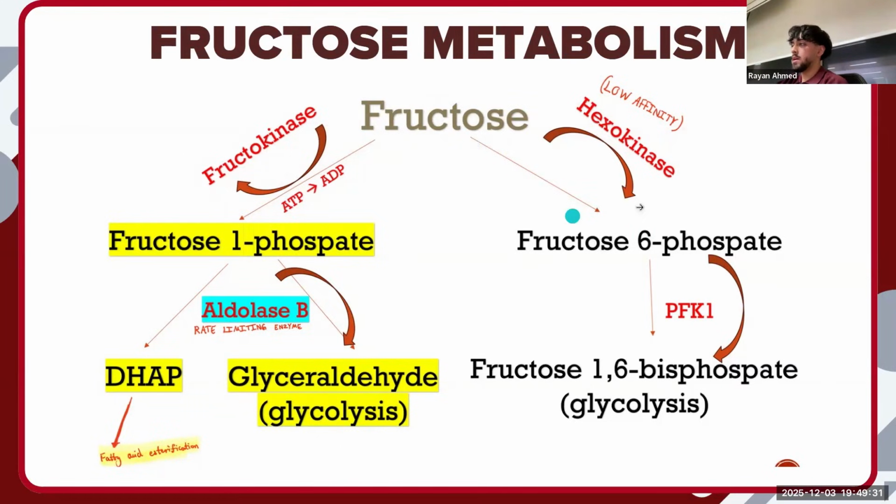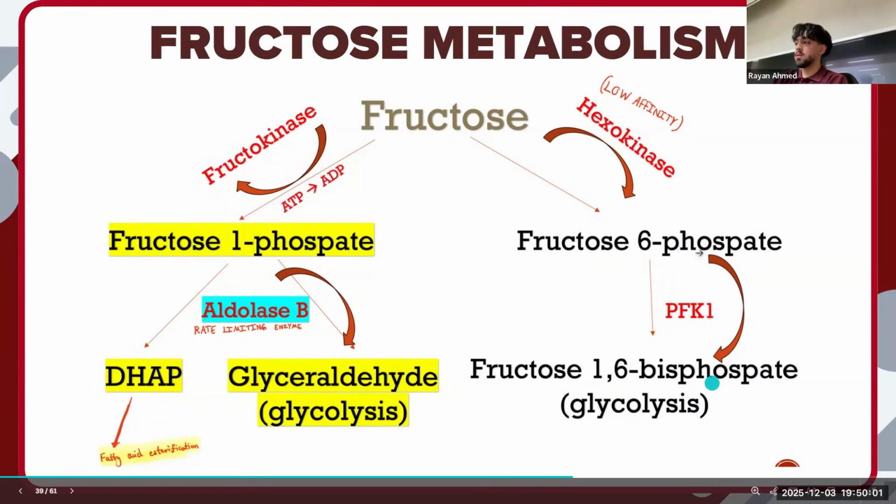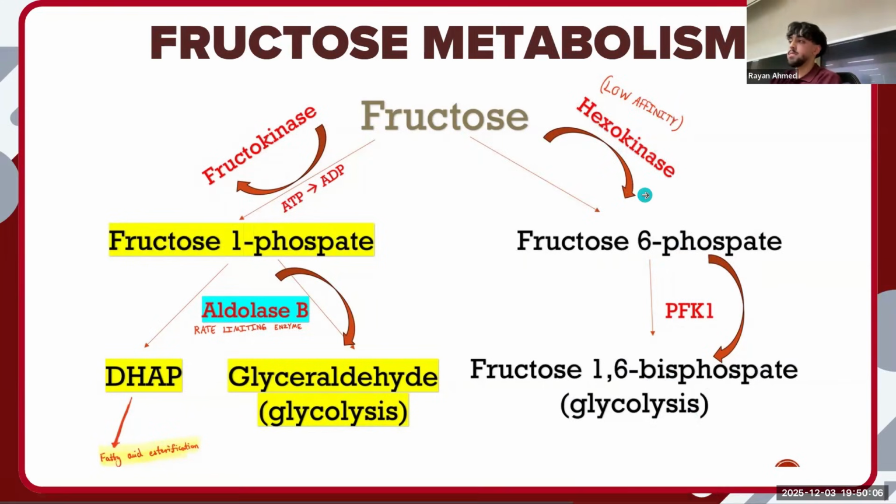For the low affinity pathway, we have the enzyme hexokinase. You guys know this already from glycolysis. Again, it can also be used here to break down fructose to fructose 6-phosphate. This is low affinity. So the majority of the time we're going to use fructokinase, not hexokinase, okay? So for fructose 6-phosphate, we already know the PFK1. Just a little recall, PFK1 was the rate-limiting enzyme for glycolysis. Fructose 1,6-bisphosphate, we know glycolysis is going to continue the glycolytic pathway. Low affinity hexokinase, just keep that in mind.